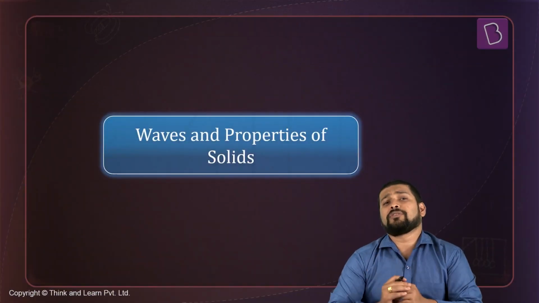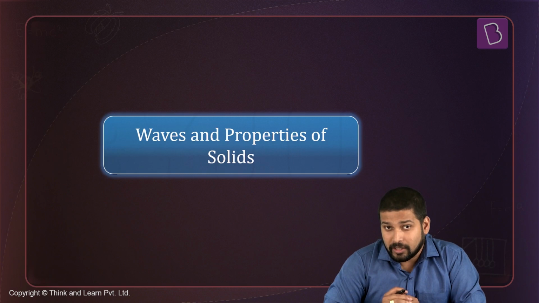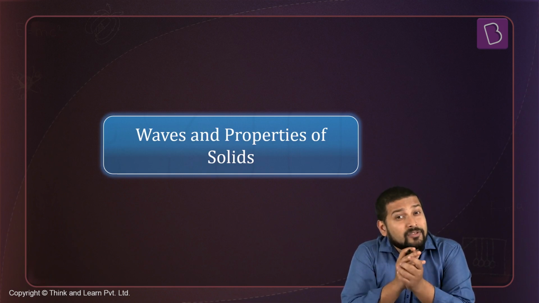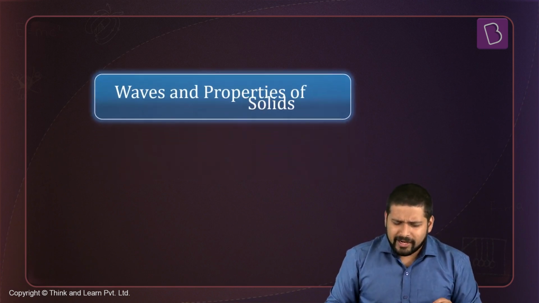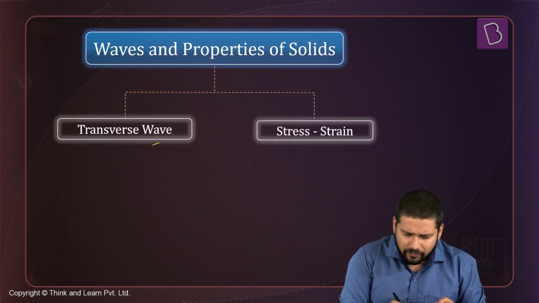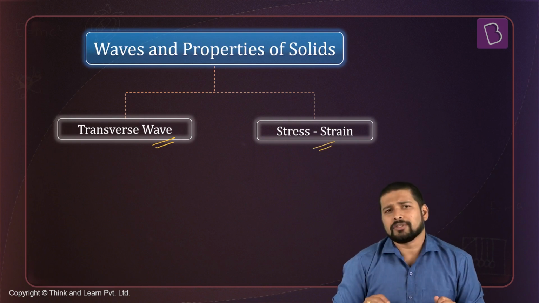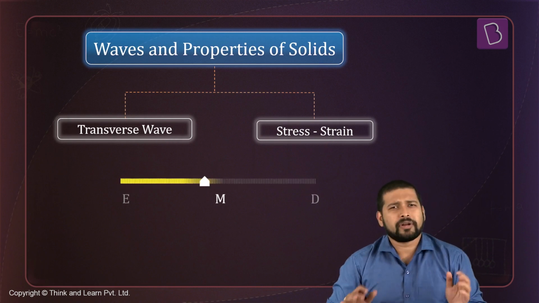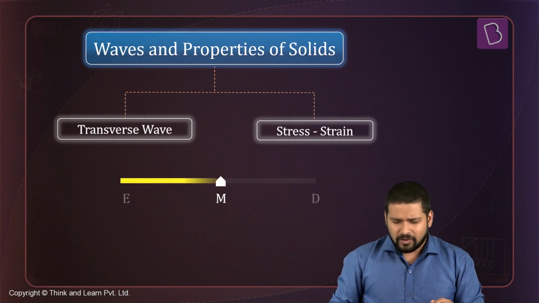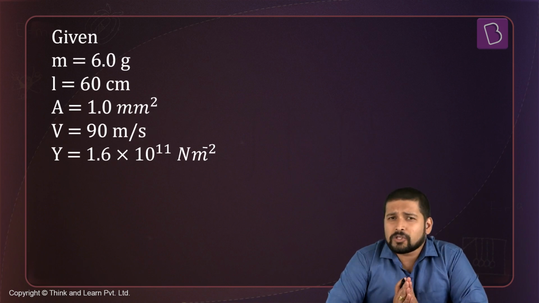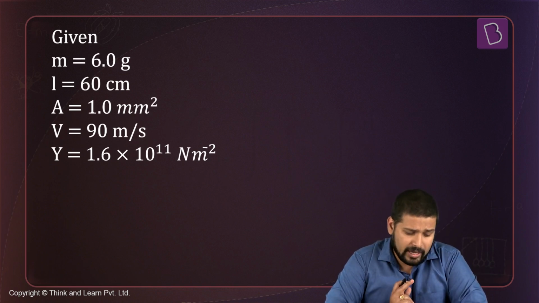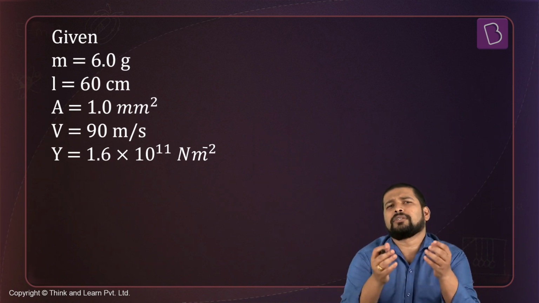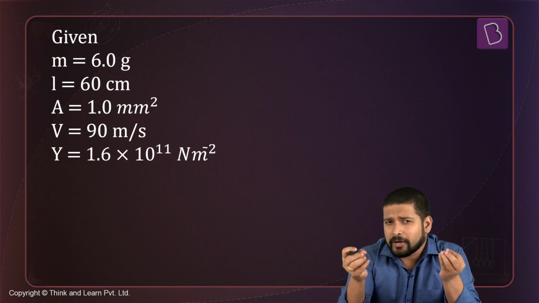So now this is a question which has got two concepts basically, or two chapters are involved. One is waves and the other one is mechanical properties of solids. So if I talk about the exact concepts, well, it has got concepts of transverse wave and stress strain relationship, okay? And if I talk about the difficulty level for this problem, this is a moderate type of question. So let's see what is given in the problem. We have been given the mass of a steel wire, we have been given the length, the area, the velocity, and the value of the Young's modulus. It's also told that this is a transverse wave on a steel straight wire, okay?